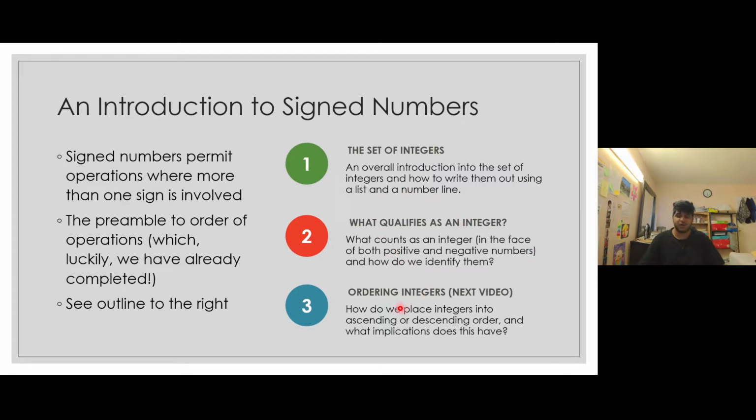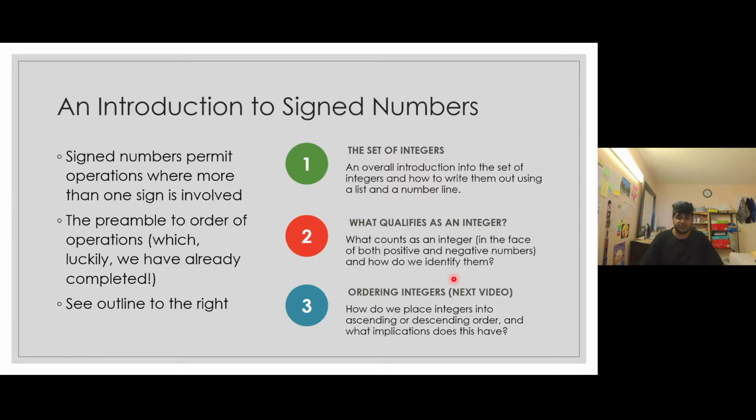The next part is we're going to talk about what exactly qualifies as an integer and how do we identify them. And the third important part, we're going to talk about this in the next video actually, is how do you order integers. So there's different ways to do it. There's ascending order, descending order. You can also directly compare two integers, and you can also compare non-integers. So we're going to talk about all that good stuff.